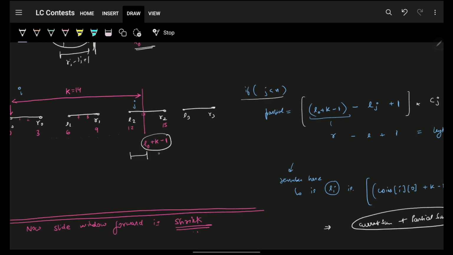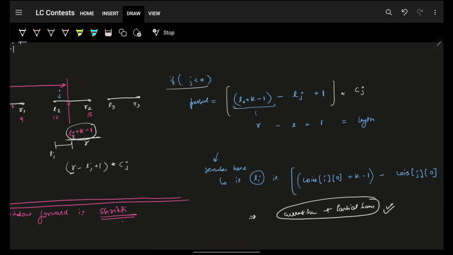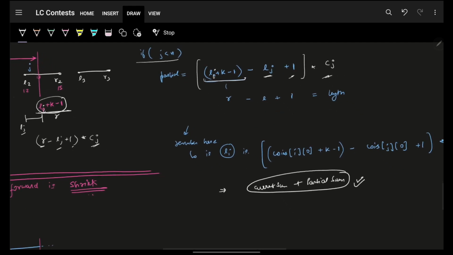What is this length? I know the end point, which is called r. I know the start point, which is called Lj. So r minus Lj plus 1 is the length, and the number of coins at each coordinate will be Cj. R, I will replace it by L0 plus k minus 1, or I should say Li plus k minus 1. So it becomes Li plus k minus 1 minus Lj plus 1 into Cj. This is the simple thing, which is the partial length.